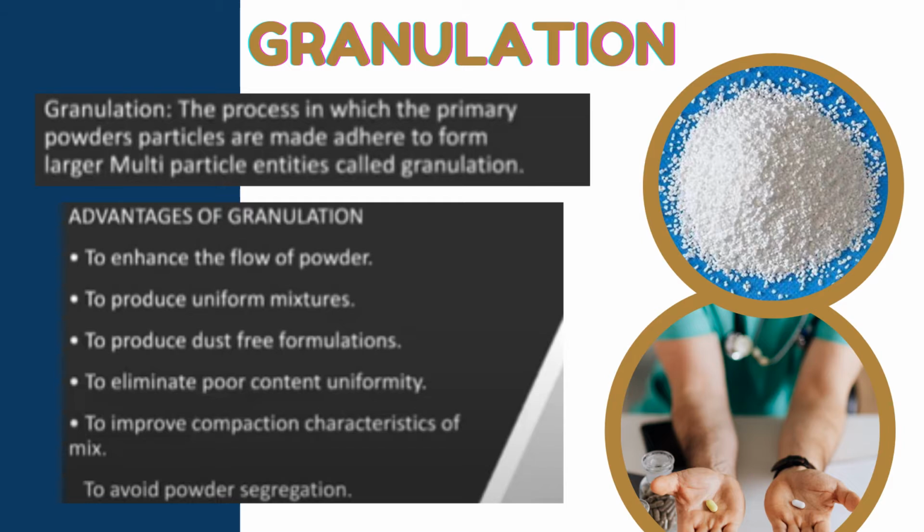You can't compress powders directly into the form of a tablet. First you make the granules. Why do we make the granules? To give the tablet good strength. To make a better tablet and better drug delivery, it's suggested to make the granules first, and then these granules are further compressed to form the tablets. The basic advantages are that you can enhance the flow of the powders, produce uniform mixtures, and have a dust-free formulation. So there are specific advantages associated with the formulation of granules.